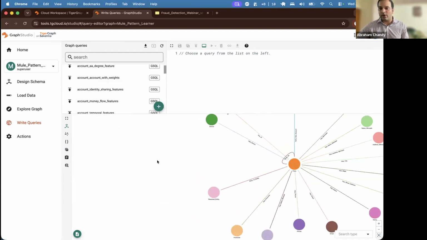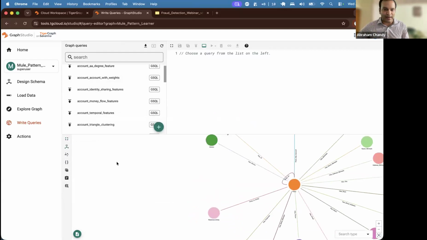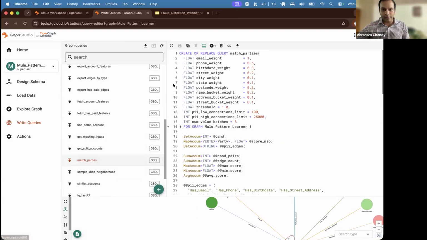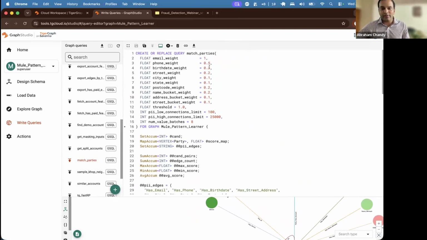The first step, if you recall, was passing it into the same as edge. So we can look at that. We have the match parties query here. What this does is it looks at all the PIIs that we have, like email, and judges them based on the weight. You can do this on your own too, but for my purposes, I put the email weight at 1 and the threshold at 1. So if you have an email weight of 1, that's it. These two people are the same person.